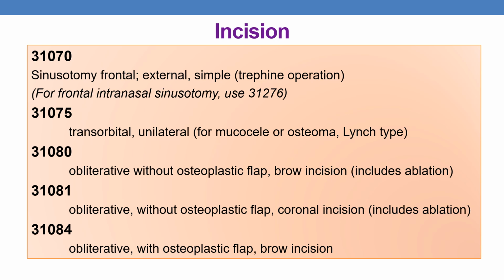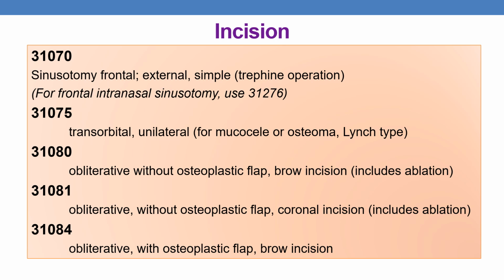The next CPT is 31075. Sinusotomy frontal, transorbital, unilateral, for mucocele or osteoma, Lynch type. The next is 31080. Sinusotomy frontal, obliterative, without osteoplastic flap, brow incision. It includes the ablation. The next is 31081. It deals with sinusotomy frontal, obliterative, without osteoplastic flap, coronal incision. Previously it was brow incision, now it is coronal incision. This also includes ablation.